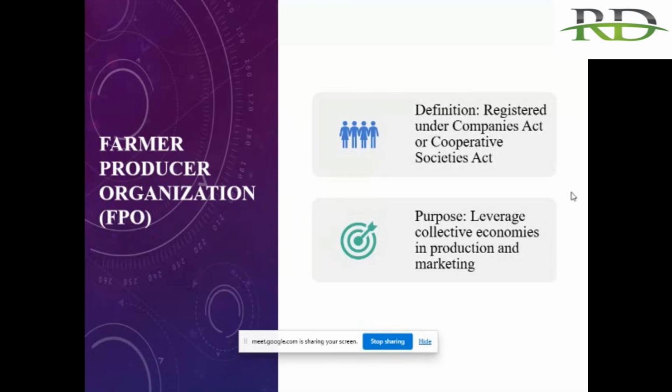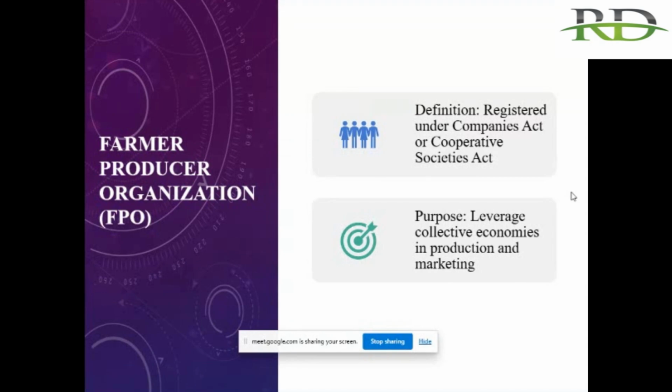This is the thing. And it is registered under the Companies Act or the Cooperative Societies Act. Yes, you got this point. Actually, the FPO is about cooperating, coming together and working together, and having a very good team. And the purpose of this creation was to leverage collective economics in production and marketing.